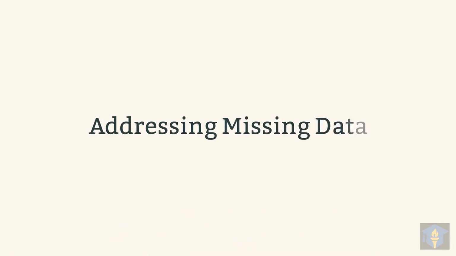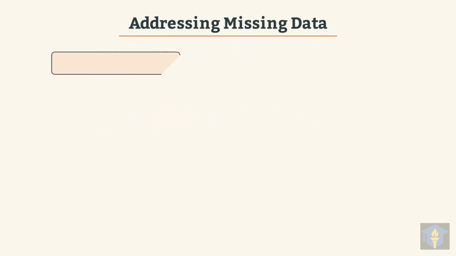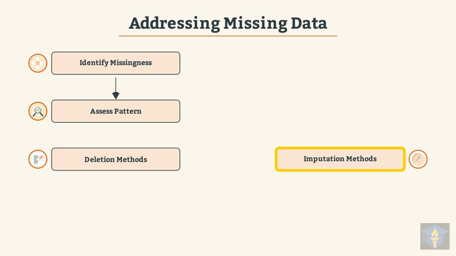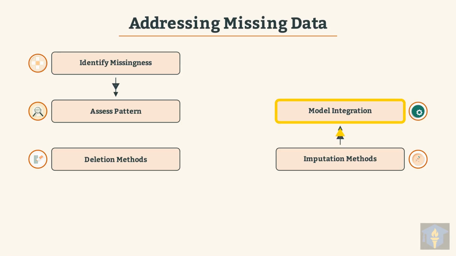Now, let's discuss the crucial process of addressing and handling missing data effectively. The first step is to identify where and how much data is actually missing within your dataset. Next, we assess the pattern of missingness to understand why the data might be absent. Deletion methods involve removing rows or columns with missing values, but this can reduce data. Imputation methods involve filling in missing values using estimated or calculated substitutes. Finally, model integration incorporates missingness directly into your analytical models for robust results.